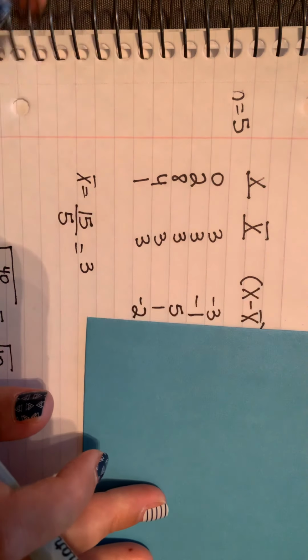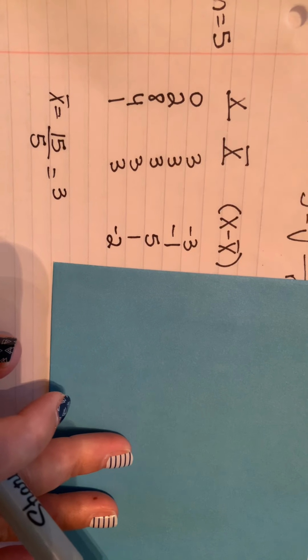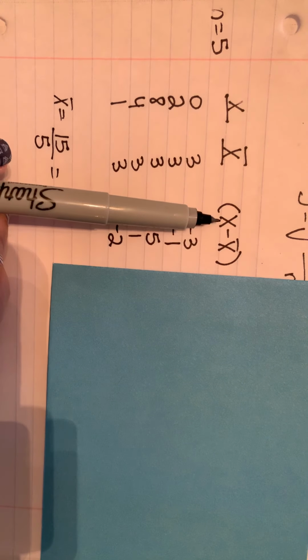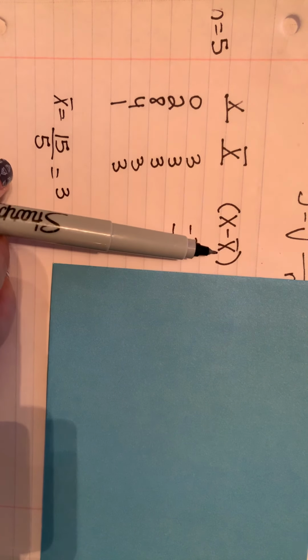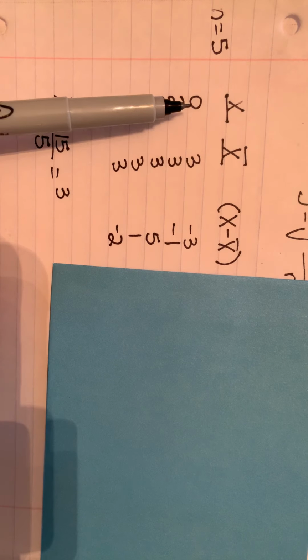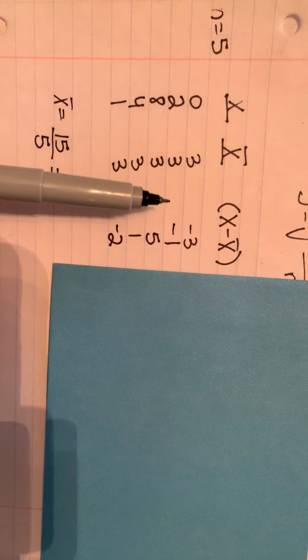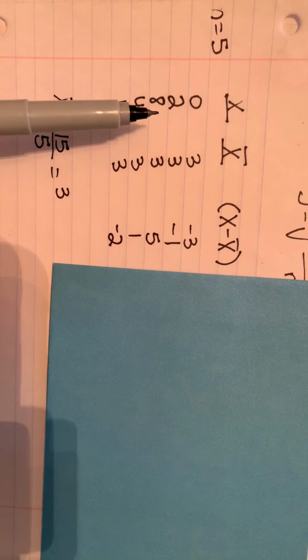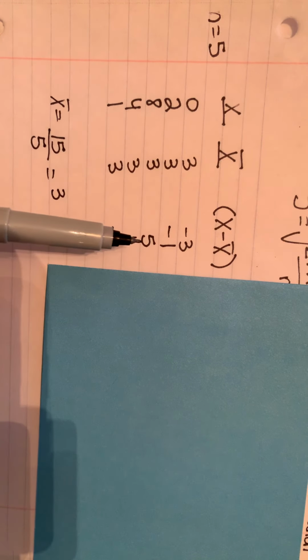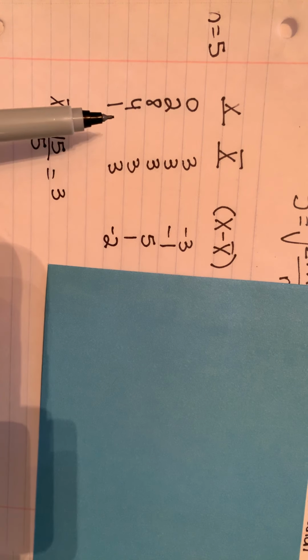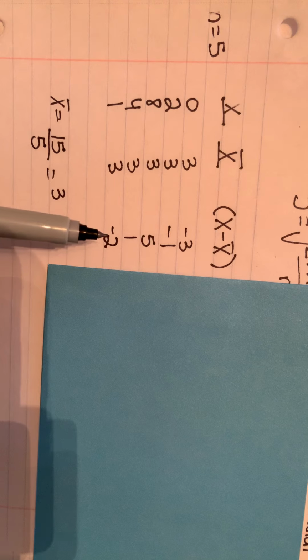The next step is to find each individual score and then subtract the mean from it. So 0 minus 3 is going to be -3. 2 minus 3 is going to be -1. 8 minus 3 is going to be 5. 4 minus 3 is going to be 1. And 1 minus 3 is going to be -2.